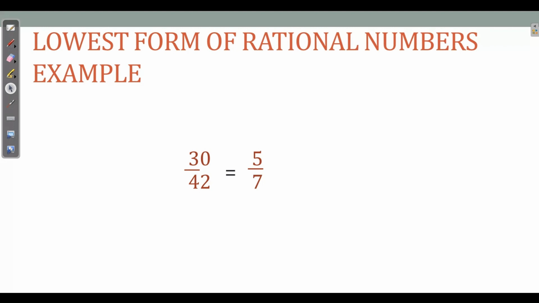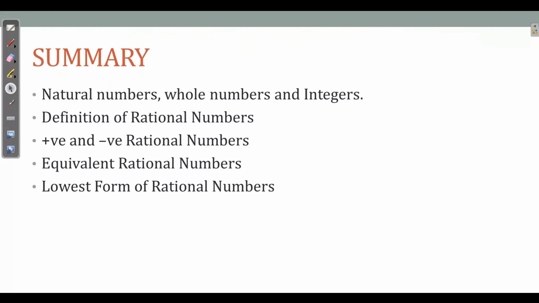In this session, we have looked into different types of number systems we have, and then the positive and negative rational numbers. What is the definition of rational number, equivalent rational number, and lowest form of rational number?